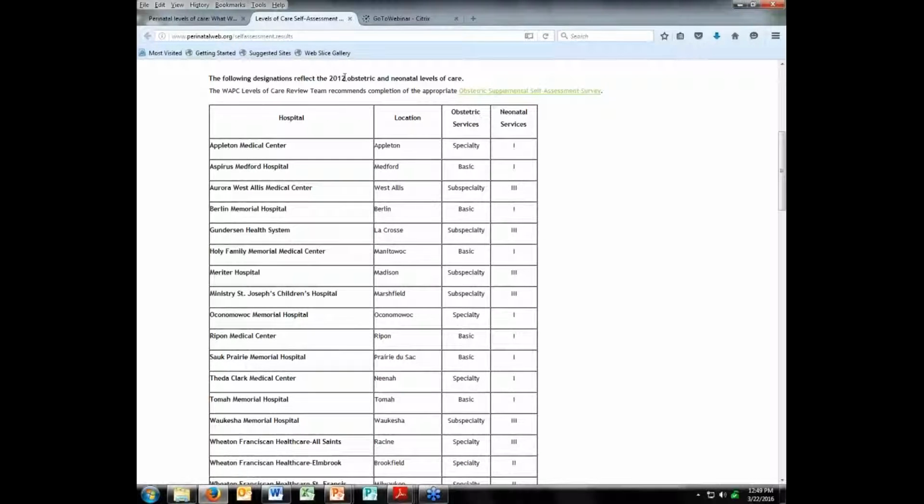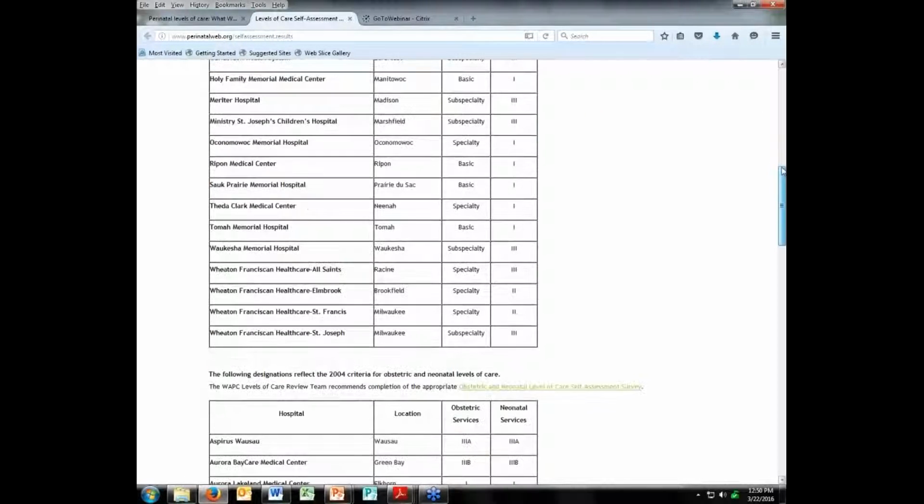If a facility completed the designations reflecting the 2012 obstetric and neonatal levels of care, remember the big thing was how the OBs define things. So that's why in this particular one, you see for obstetric services, it's got a functional description, basic, specialty, or subspecialty, and the neonatals are a 1 or a 3. If your facility is in this table, we recommend going to the Obstetric Supplemental Self-Assessment Survey, and this link will take you back to the resource page because I don't know which one of those you want. So you're going to have to go down through and say, okay, we did a basic one before, so let's update it using the level 1 supplemental survey.